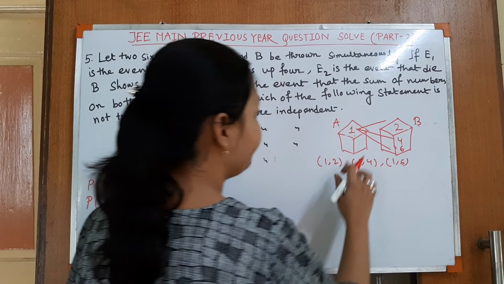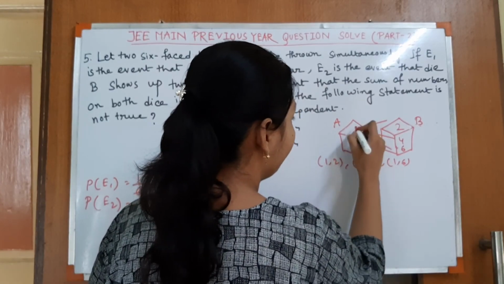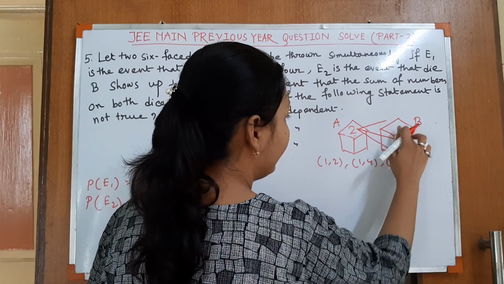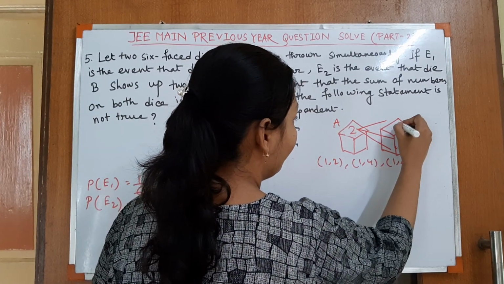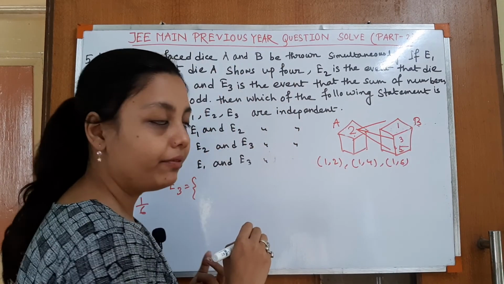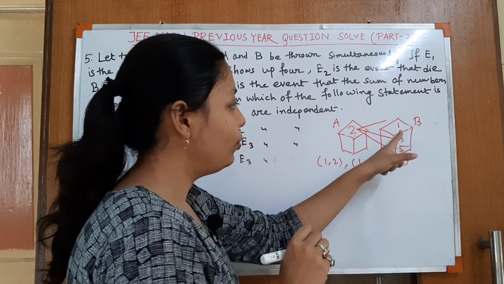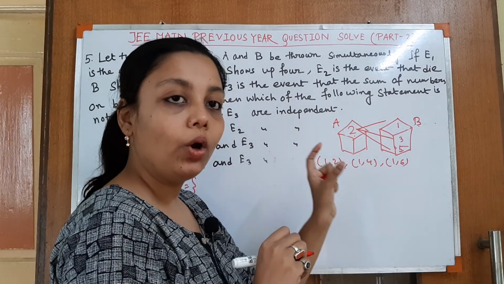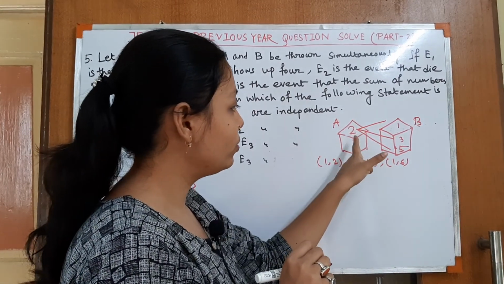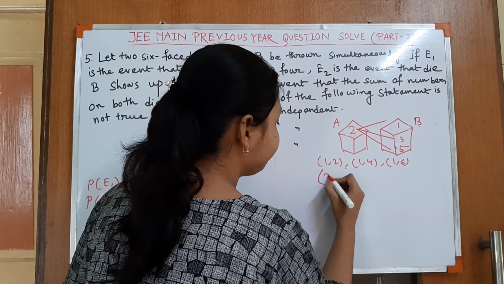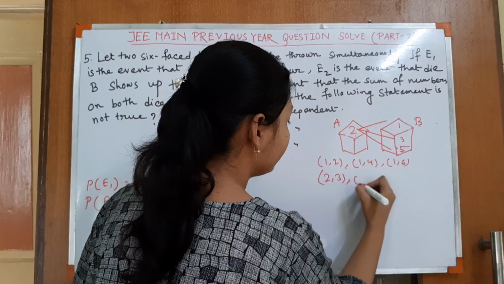In this way, if here we get 2, then we take 1, 3 and 5. The sum of 1 and 2 gets 3, which is an odd number. Sum of 2 and 3 gets 5, which is also an odd number, and also 2 plus 5 equal to 7 is an odd number. So, we get 3 pairs.